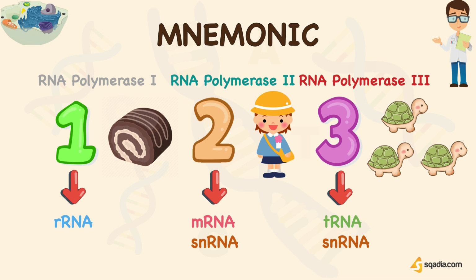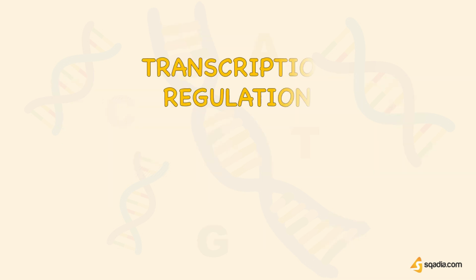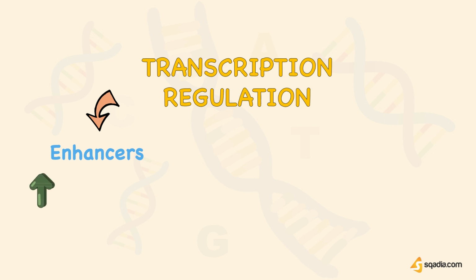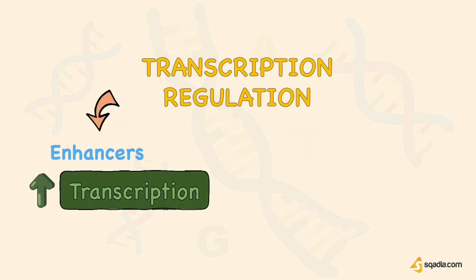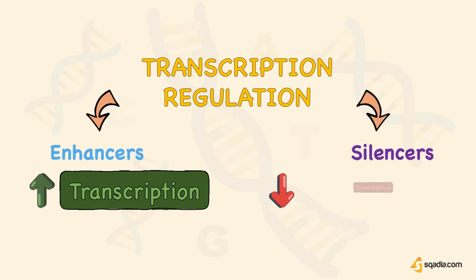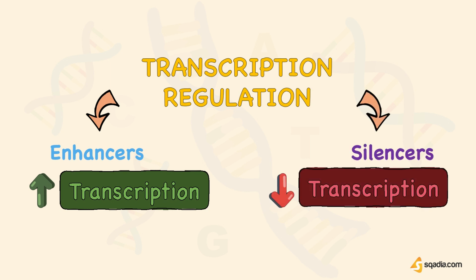So, this was the intro of the process of transcription. You need to understand the regulation of the process as well. There are 2 types of proteins that increase or decrease the process of transcription. These are enhancers, that will increase the process of transcription, and silencers, which will decrease the process of transcription.